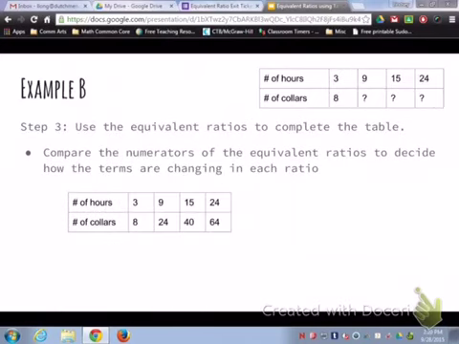Here you can see I have filled in our chart. We compared the numerators of the equivalent ratios to decide that each one was being multiplied by 3, and then by 5, and then by 8. So I filled in our chart.